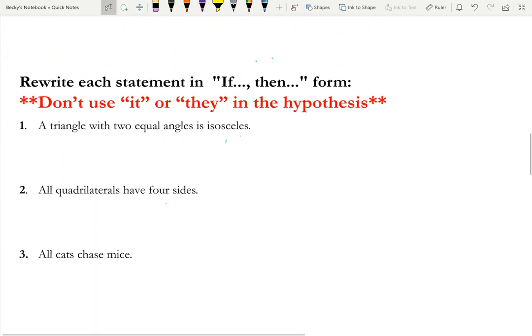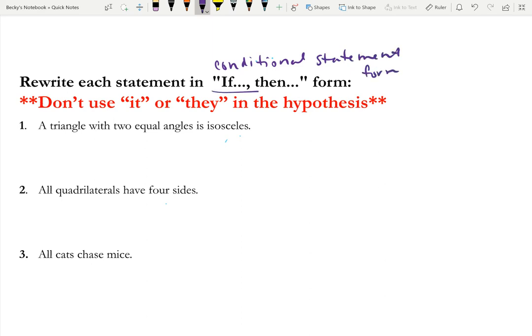We're going to rewrite each sentence or statement in the if-then form, which we know has a name. This is called your conditional statement form. Let me write that out. Conditional statement form. So we're not going to use it or they in the hypothesis.